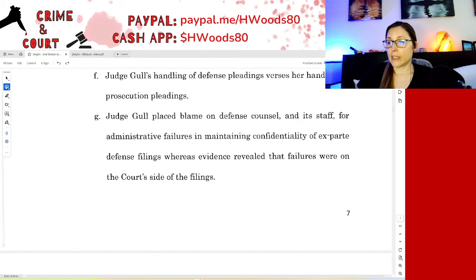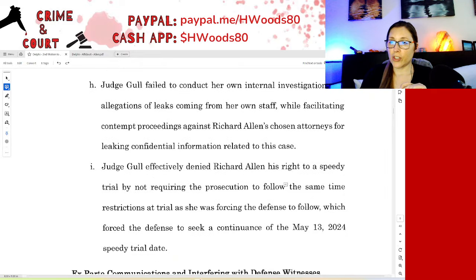So yeah, the ex parte filings. Judge Gull failed to conduct her own internal investigation into allegations of leaks coming from her own staff while facilitating contempt proceedings against Richard Allen's chosen attorneys for leaking confidential information related to this case. Okay, so Judge Gull just immediately put the blame on Richard Allen's attorneys for leaking this confidential information. She failed to look into the leaks. She failed to actually do any kind of internal investigation is what they're saying. So she basically is taking Nick McClelland's word against the other for no reason.